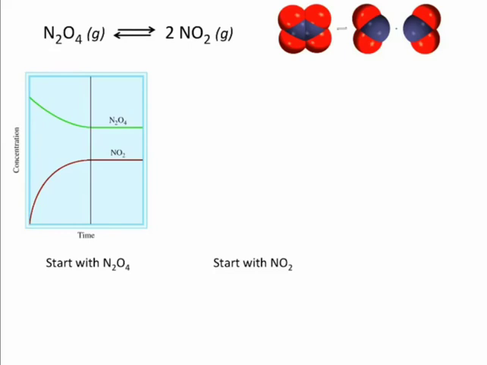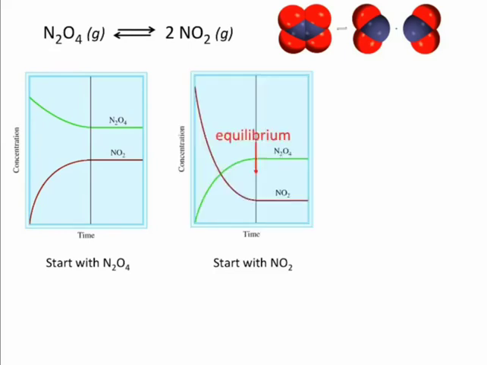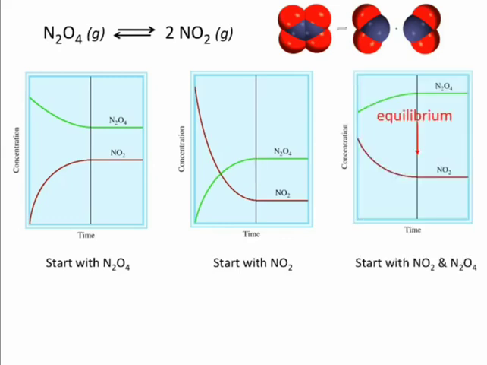Alternately, you could start with NO2. You could start with product, and that works just as well. You have some initial high concentration of NO2 and none of the reactant, none of N2O4. And then your concentrations will change until you hit equilibrium. Then you can start with a mixture of reactants and products, and then your concentrations will shift until this reaches equilibrium, and then your concentrations will be the same.